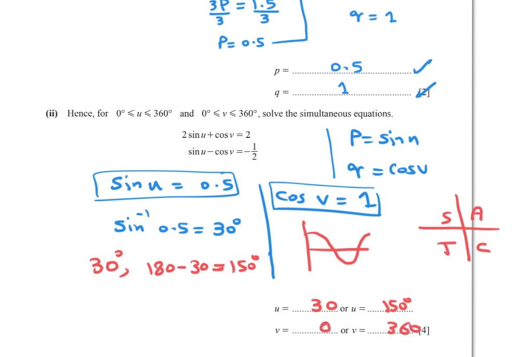Or you can use the asterisk rule. Now cosine positive, this means first and fourth. In the first, theta. In the fourth, 360 minus theta. Now cosine inverse 1 is 0. So 0 and 360 minus 0, you get the same answer.